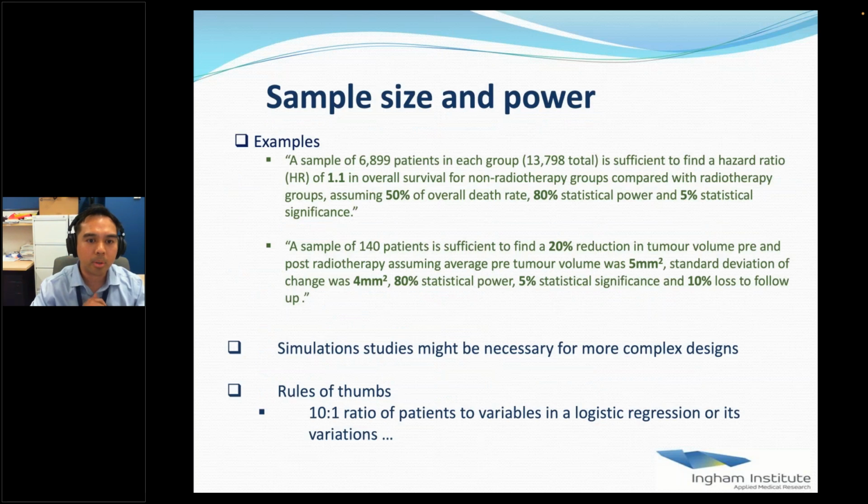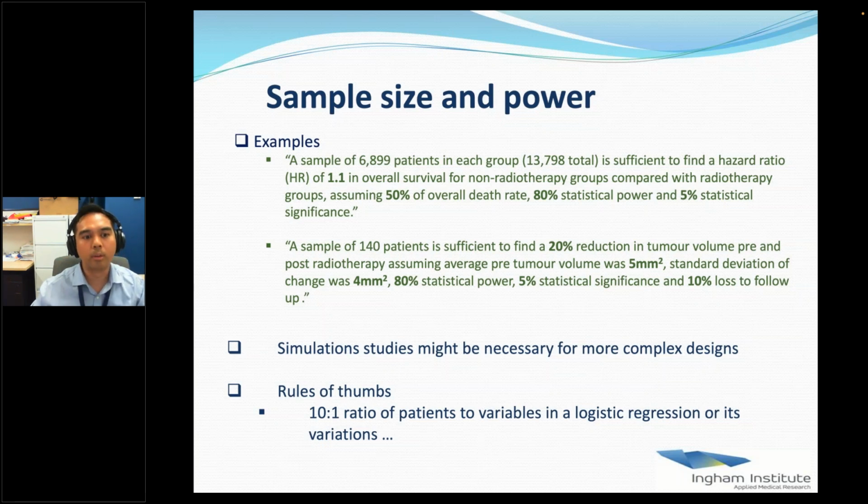So here are some examples of the typical wording. These are just made up. I haven't taken these from anywhere. You'll see in the first example that we need close to 7,000 patients in that group to find a hazard ratio of 1.1, which is equivalent to a 10% improvement. Sorry, 10% worse survival in the non-radiotherapy groups.